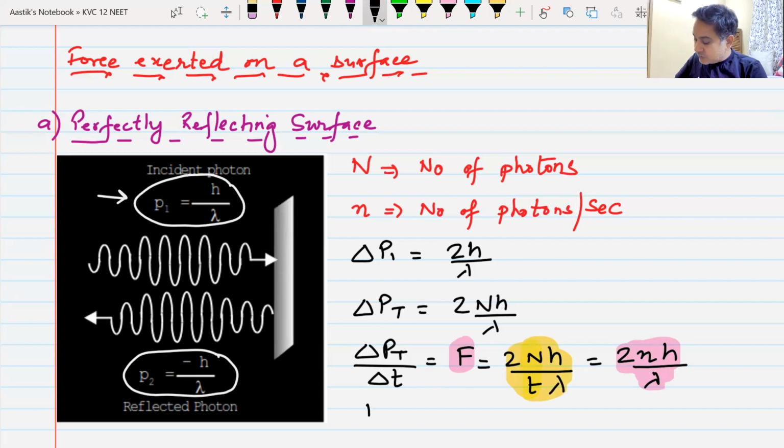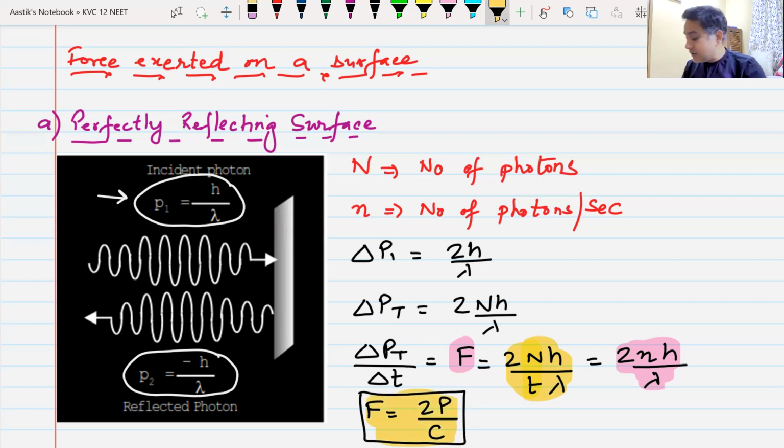We can also write this force as 2 times P by c. We have already seen the formula of P, and we put that formula to get this formula for force. So you just have to remember this formula for force, this one and the yellow one.